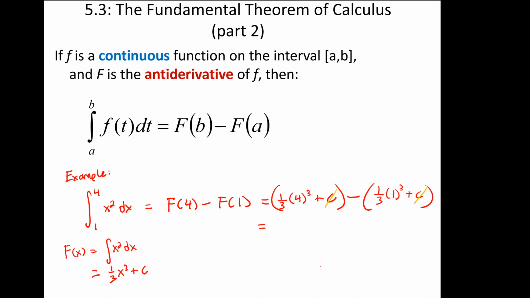Okay, and then we can simplify. 4 to the 3 is 64, so 64 over 3 minus 1 over 3. 1 to the 3 is 1. So that's 63 over 3. If it was 60 divided by 3, the answer would be 20. We have an additional 3, so the answer is 21.